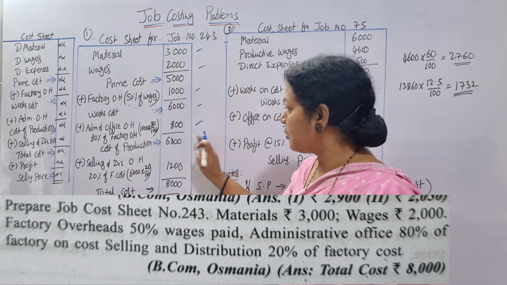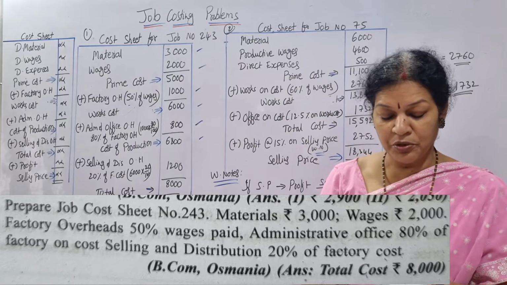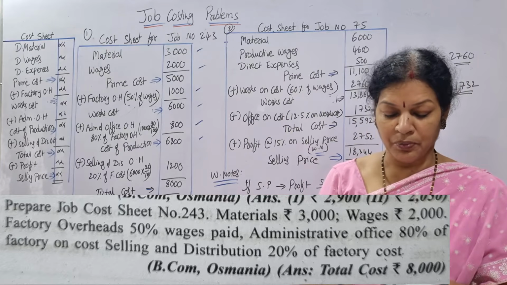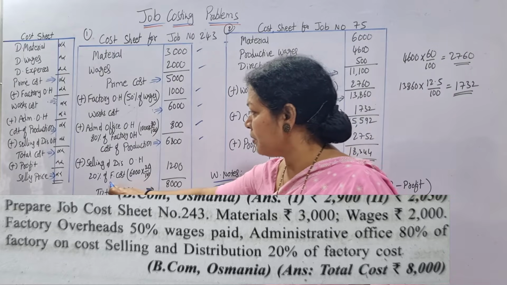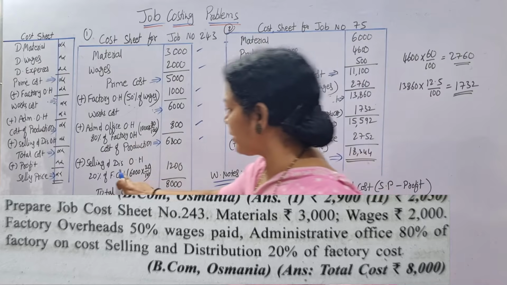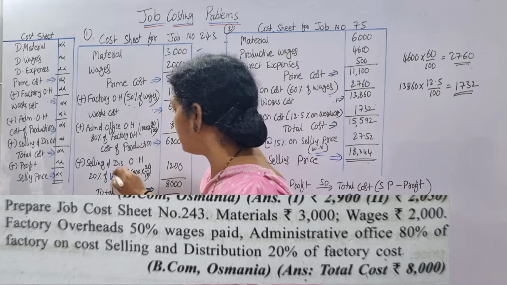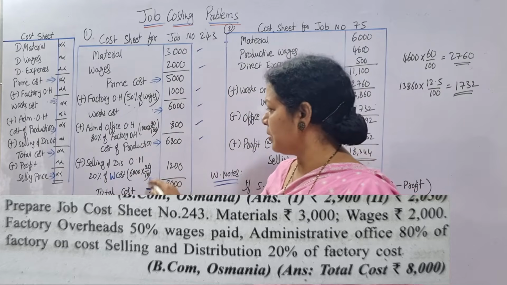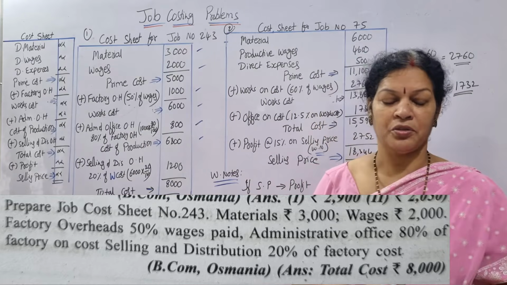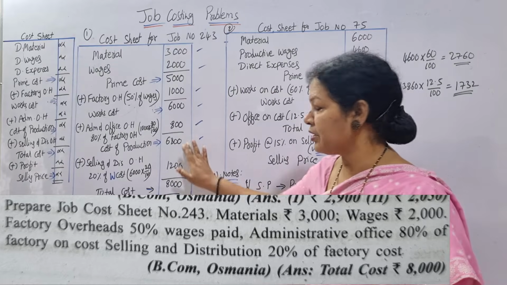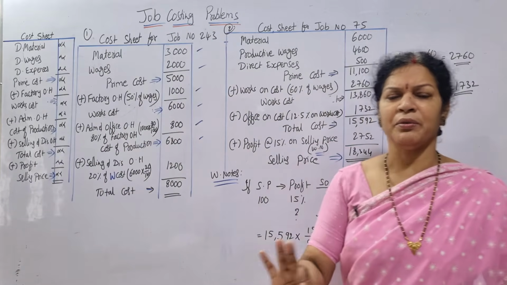Now to the cost of production, what we have to add here, they have given selling and distribution expenses, 20% of works cost. Since they said works cost, we'll use the same word. Works cost 6000, 20% comes to 1200. Just add up, you get total cost. Total cost is how much? 8,000. Simple, as per the pro forma we have simply written.